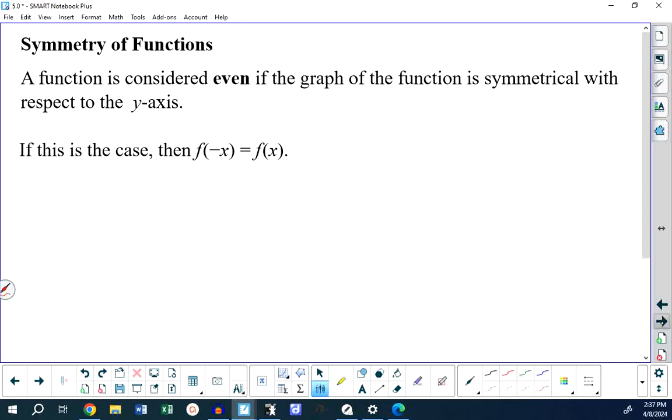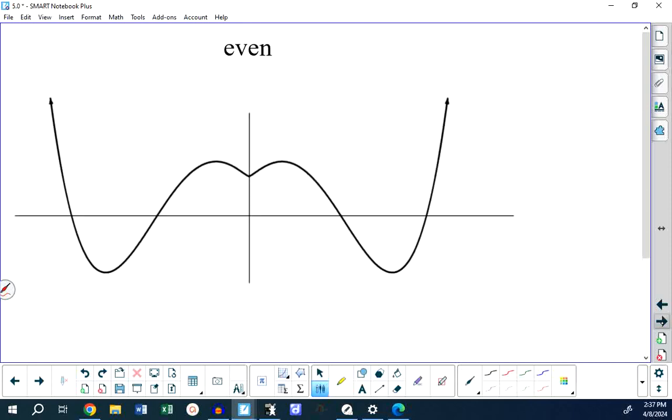Rather than just looking at things visually, because we don't always know what the graph looks like, the test is, what is f of negative x the same as? And if f of negative x gives you f of x, then it's even. What does that mean? Well, if I show you an example of a function, I hope you would agree that is even. It's a weird function. It's going to have a weird equation, but there is an equation that describes this function.